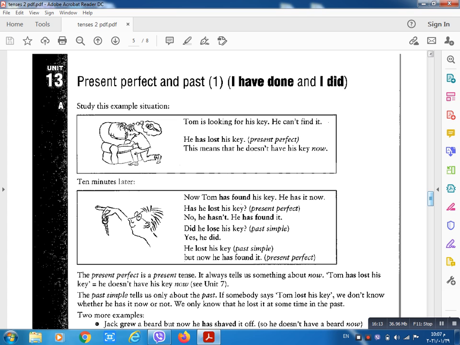He has it now. Look, has he lost his key? Present perfect. No, he hasn't. He has found it. Did he lose his key? Past simple. Yes, he did.